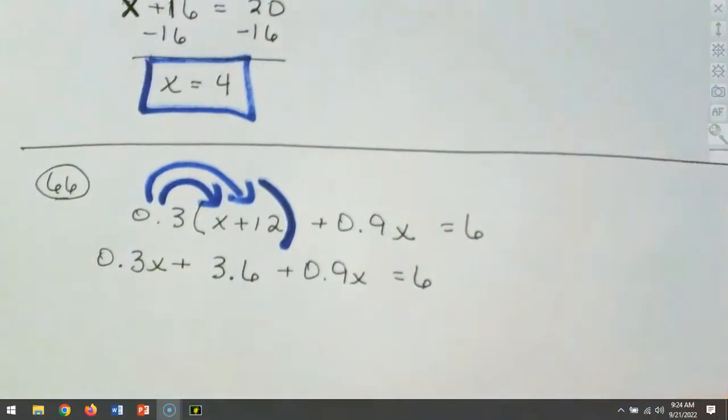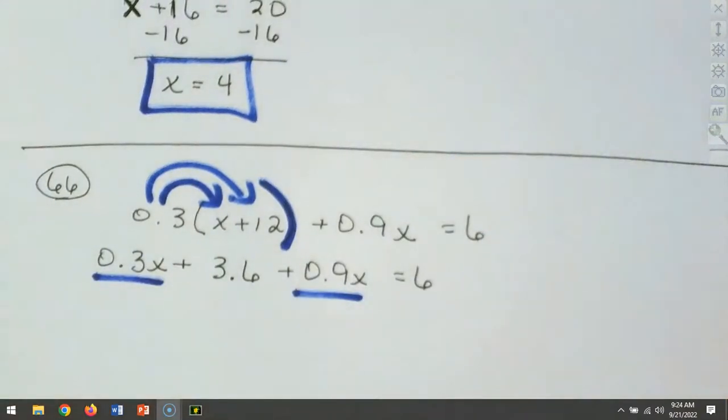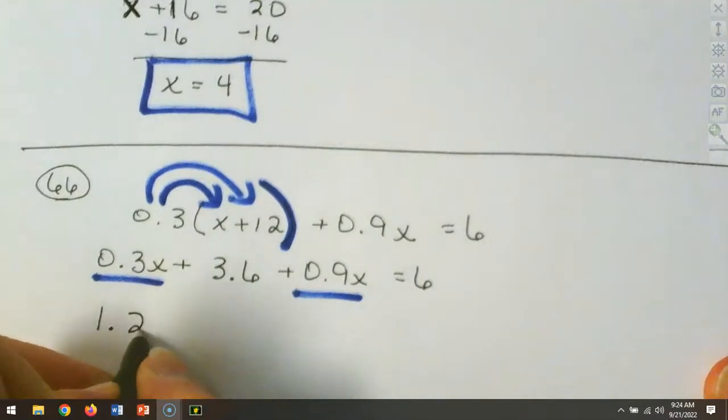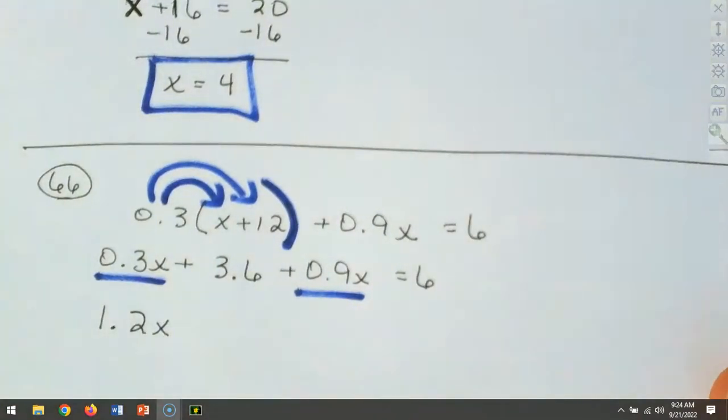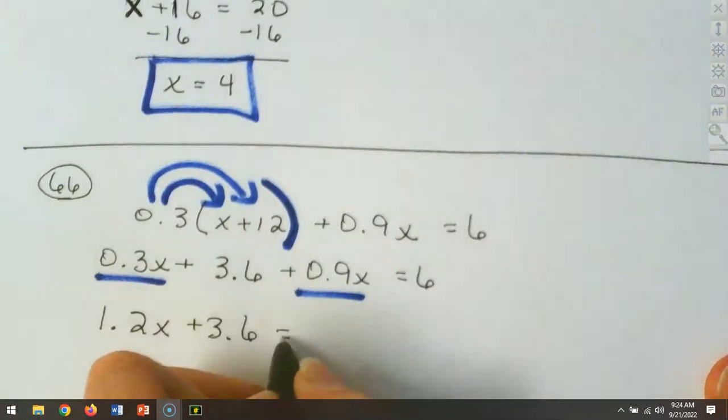Before we move anything across, these can go together. So 0.3x and a 0.9x. That leaves you then with, adding them together, 1.2x, right? We just add them together. Plus 3.6 equals the 6.